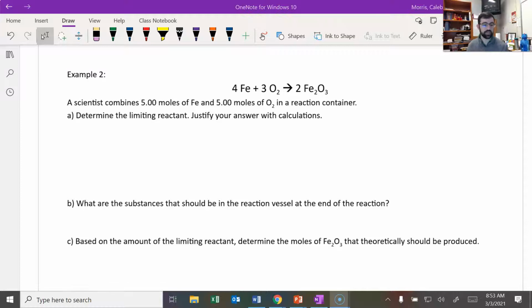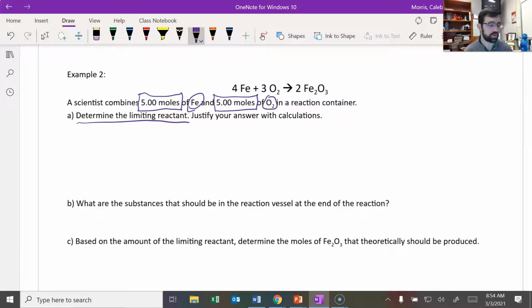Here's one more example that ties everything that we've learned so far together. So I've got a scientist that combines 5.00 moles of Fe and 5.00 moles of O2. It looks like the same number, so that should be easy, but first we have to look at our equation in a reaction container, and we want to determine the limiting reactant and justify the answer using calculations.